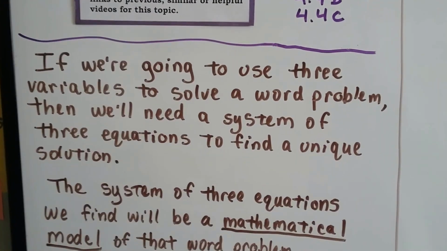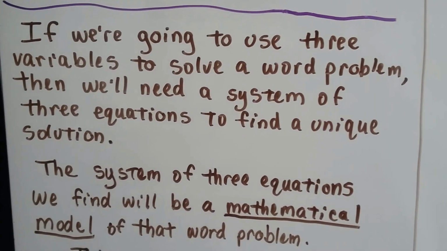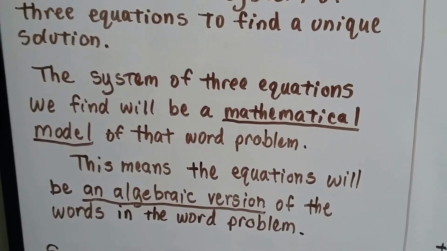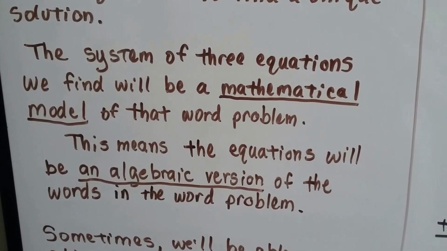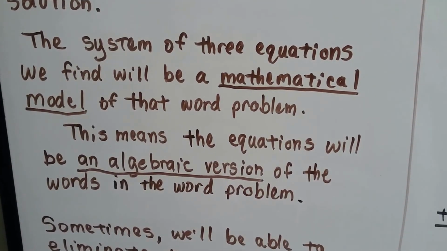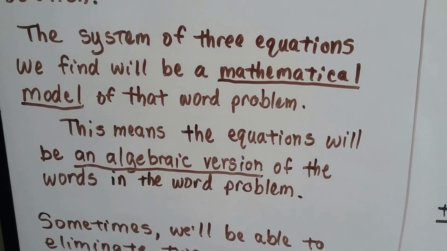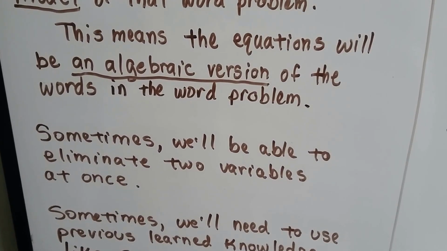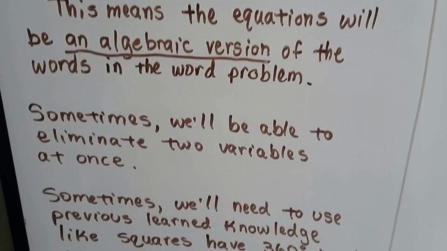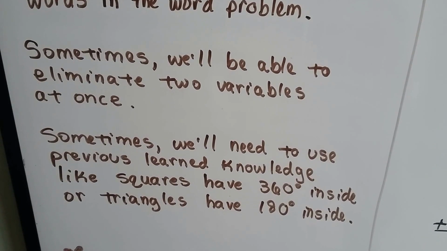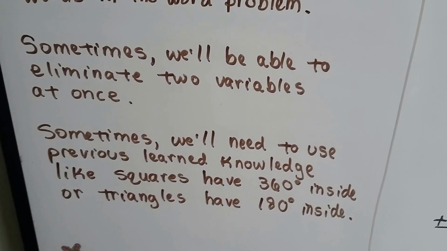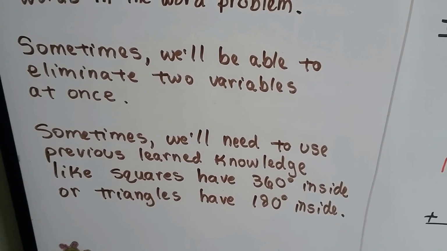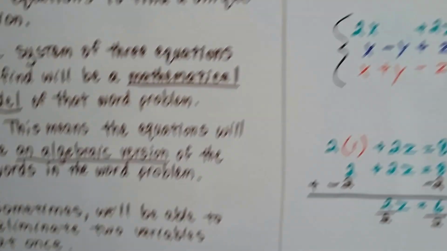If we're going to use three variables to solve a word problem, then we need a system of three equations to find a unique solution. And the system of three equations we find will be a mathematical model of that word problem. This means the equations will be an algebraic version of the words in the word problem. Now, sometimes we'll be able to eliminate two variables at once. Did you know that? And sometimes we'll need to use previously learned knowledge, like squares have 360 degrees inside or triangles have 180 degrees inside, to help us solve these systems.